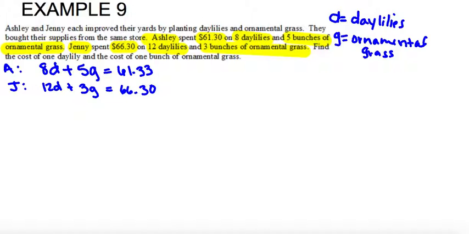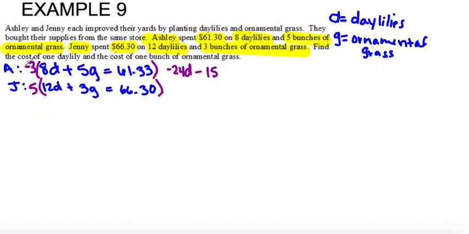Okay, so the best method to use here is the elimination method. I'm going to eliminate the G. So I'll multiply the top by -3, and then the bottom I'm going to multiply by 5. So I have -3 times 8 is -24D. Sorry, it's supposed to be a D.